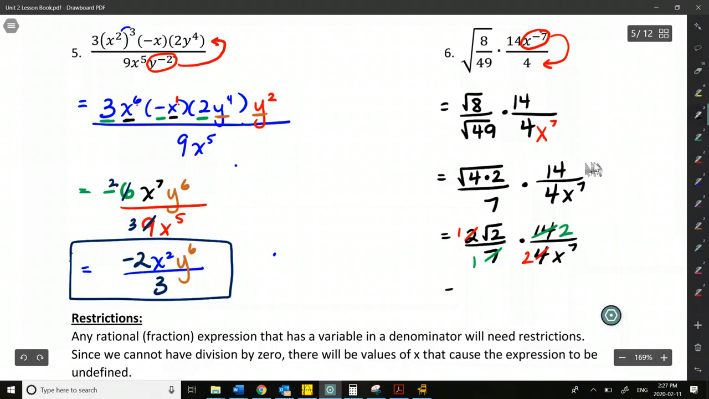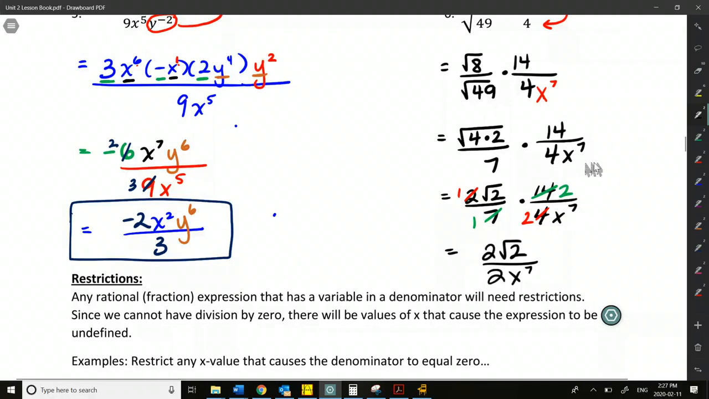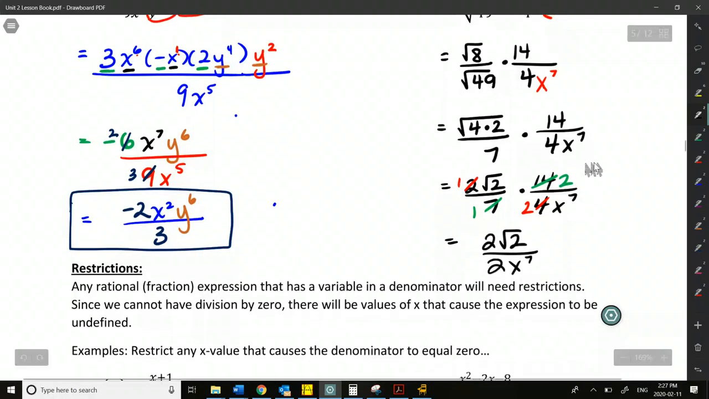Okay, and then we're just going to multiply the tops. So we'll get 2 root 2 on top. That's what's left. And on the bottom, we have 2x to the 7. Are we fully simplified here? No. Well, the 2's can cancel, right? So root 2.